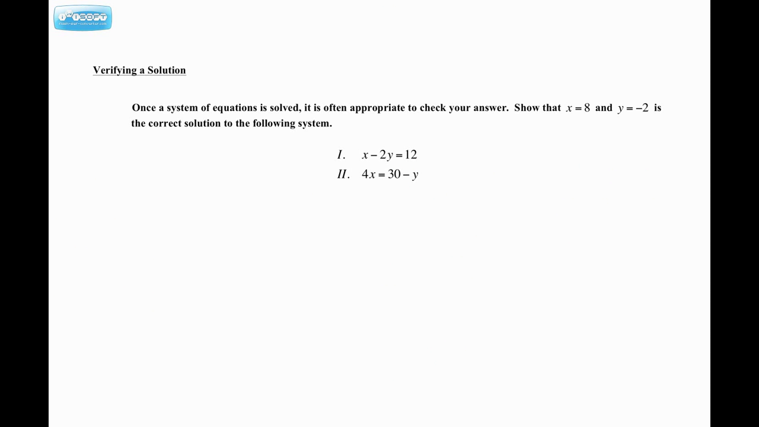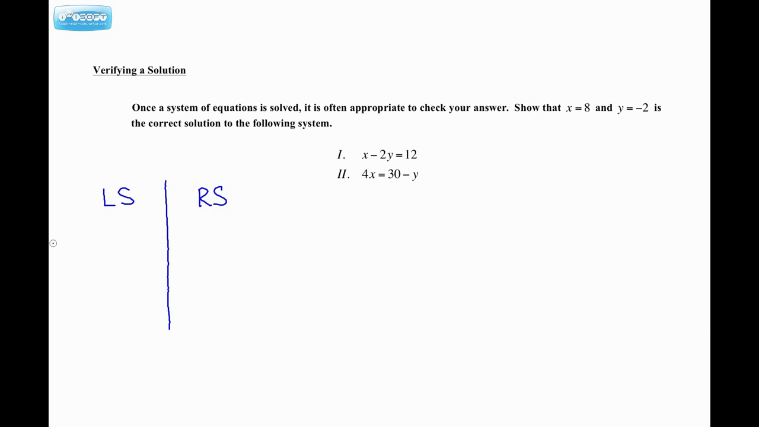Verifying a solution. Once a system of equations is solved, it is often appropriate to check your answer. Show that x equals 8 and y equals negative 2 is the correct solution to the following system. So the nice thing about this is we don't have to solve anything. We're just going to verify that these two numbers are in fact the solution we're looking for. So for the first equation, what I'm going to do is create two columns, a left side and a right side. And we're just going to compare them, and hopefully things will work out.